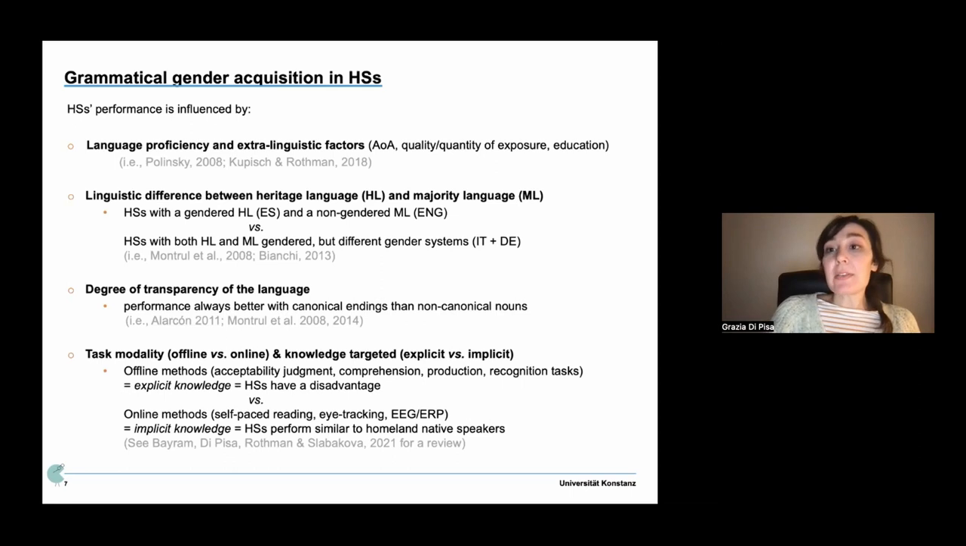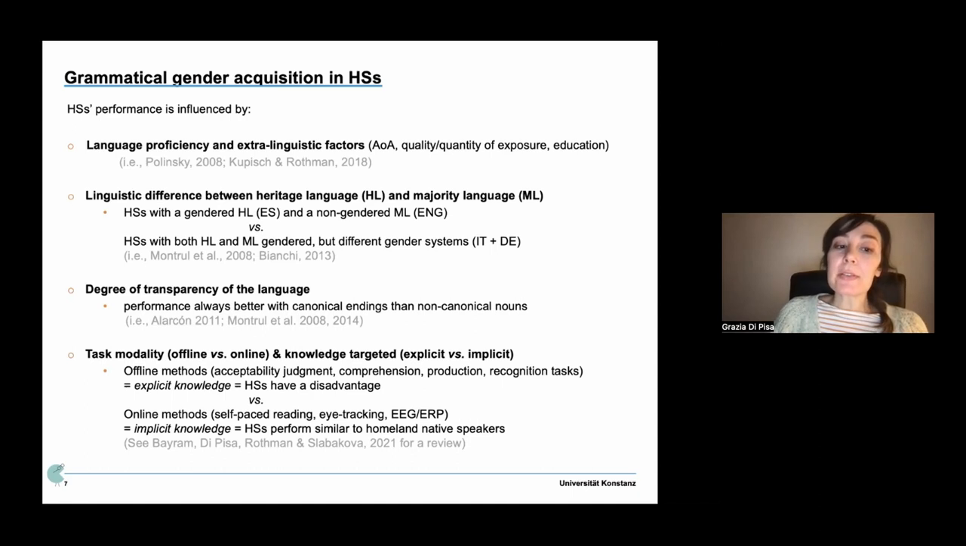So basically your heritage language has gender, but the majority language doesn't. Compare this with, for example, an Italian heritage speaker in Germany, where both languages have gender. However, they have different gender systems. So the heritage speaker of Italian is already familiar with the concept of gender, and it would maybe be much easier to apply that knowledge to the majority language, German. As I said before, the degree of transparency also plays a role. So usually performance is better with canonical endings than non-canonical endings. And I will refer to this a little bit further on.